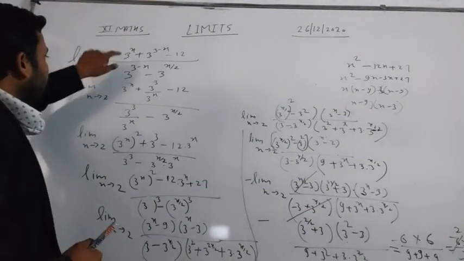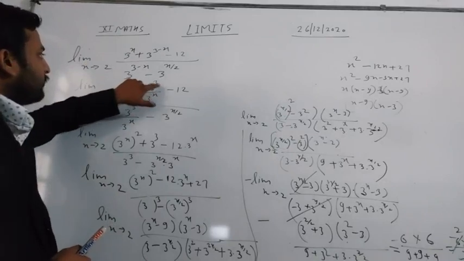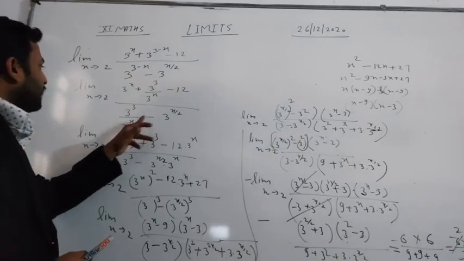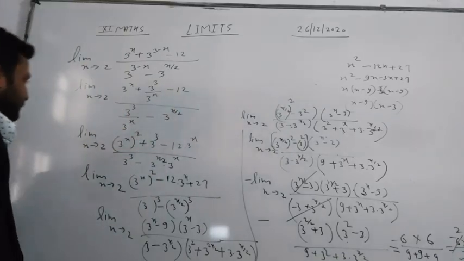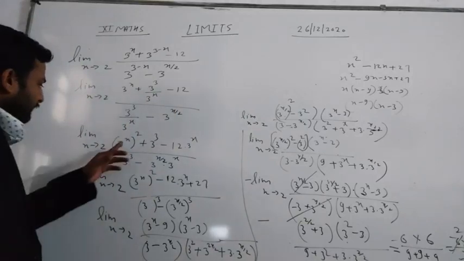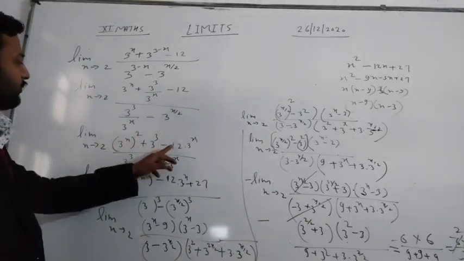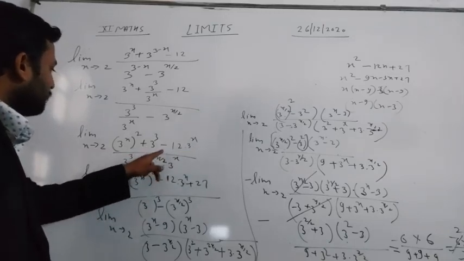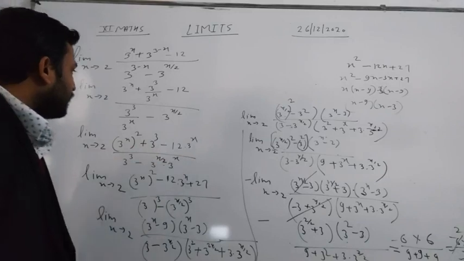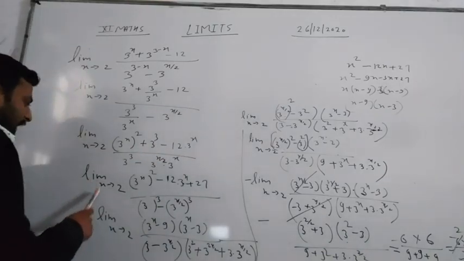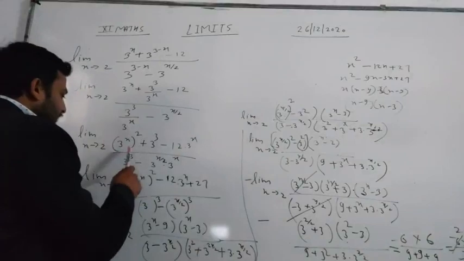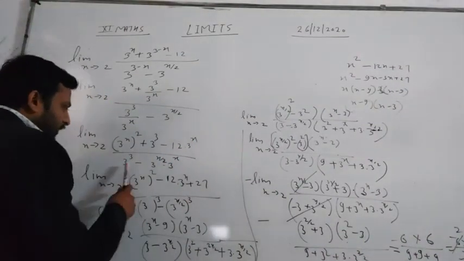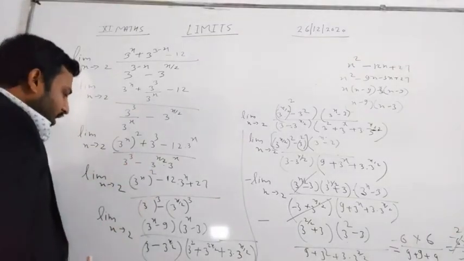This is our question. We have written 2 to the power x plus 2 to the power 3 by 3 to the power x minus 12, 3 to the power 3 by 3 to the power x minus 3 to the power x by 2. Now taking LCM, we are getting 3 to the power x whole square plus 3 cube minus 12 into 3 to the power x by 3 to the power 3 minus 3 to the power x by 2 into 3 to the power x. Limit x tends to 2, and this term is whole square minus, and here we write, now this is a cube minus b cube.